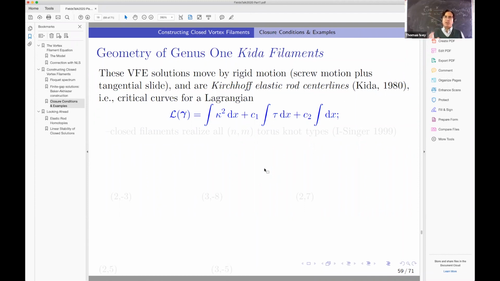And they showed that all such filaments are center lines for Kirchhoff elastic rods. So we saw elastica in one of the talks yesterday. Elastica, of course, are critical points for a Lagrangian where you don't have this torsion term, classical elastica. But if you add in that torsion term, then you get these elastic rod center lines. David Singer and I showed that for appropriate choices of these constants, these Lagrange multipliers, you can realize all torus knot types through these elastic rod center lines.